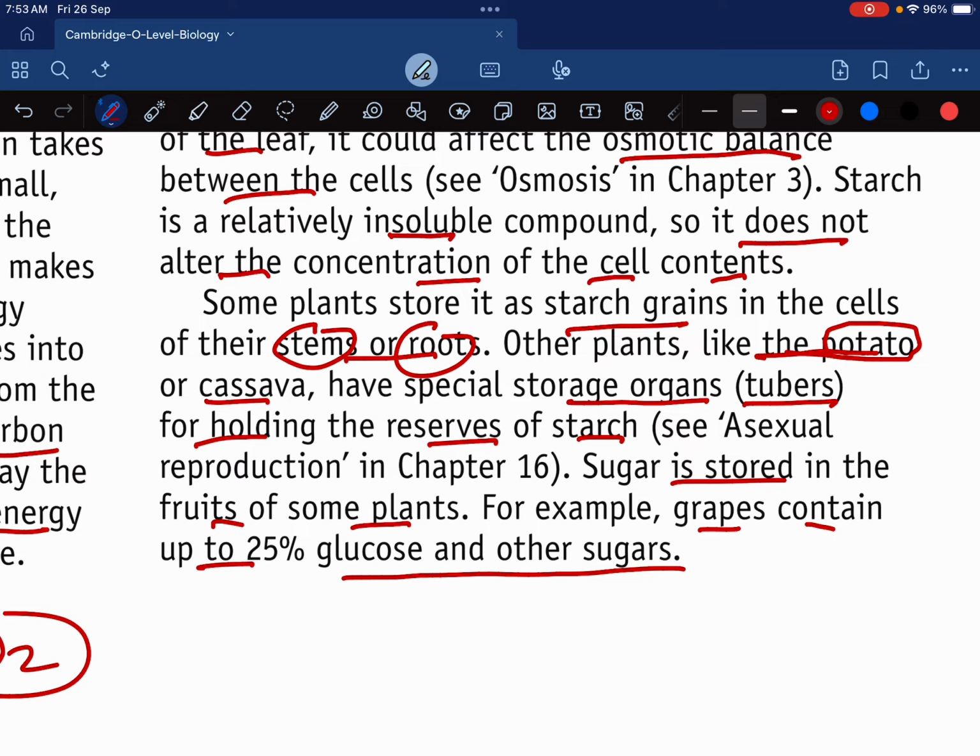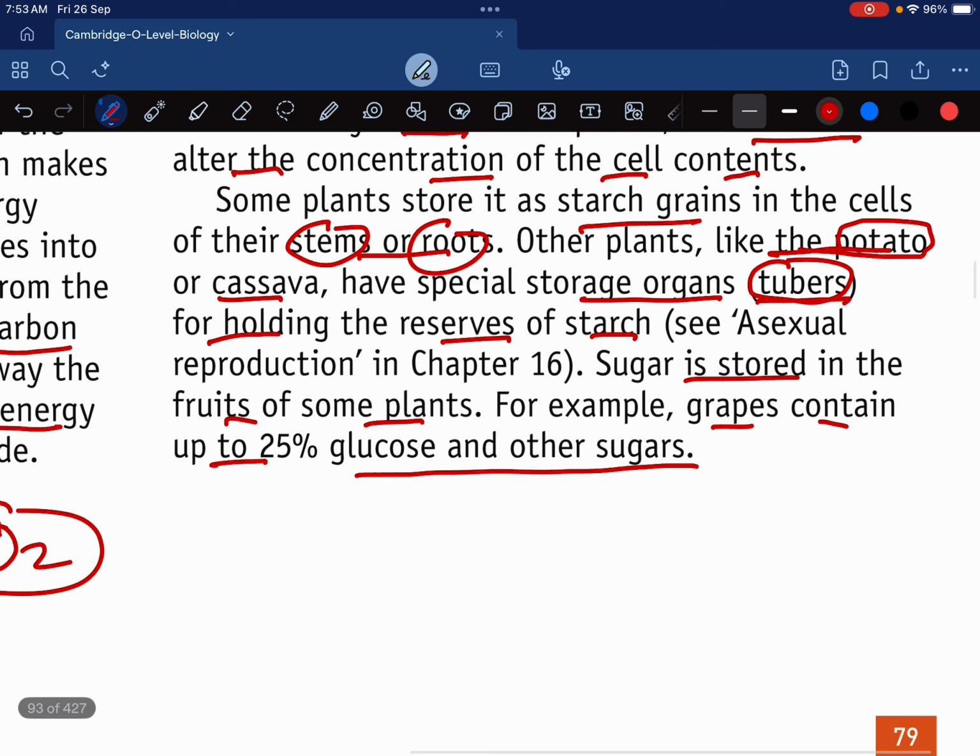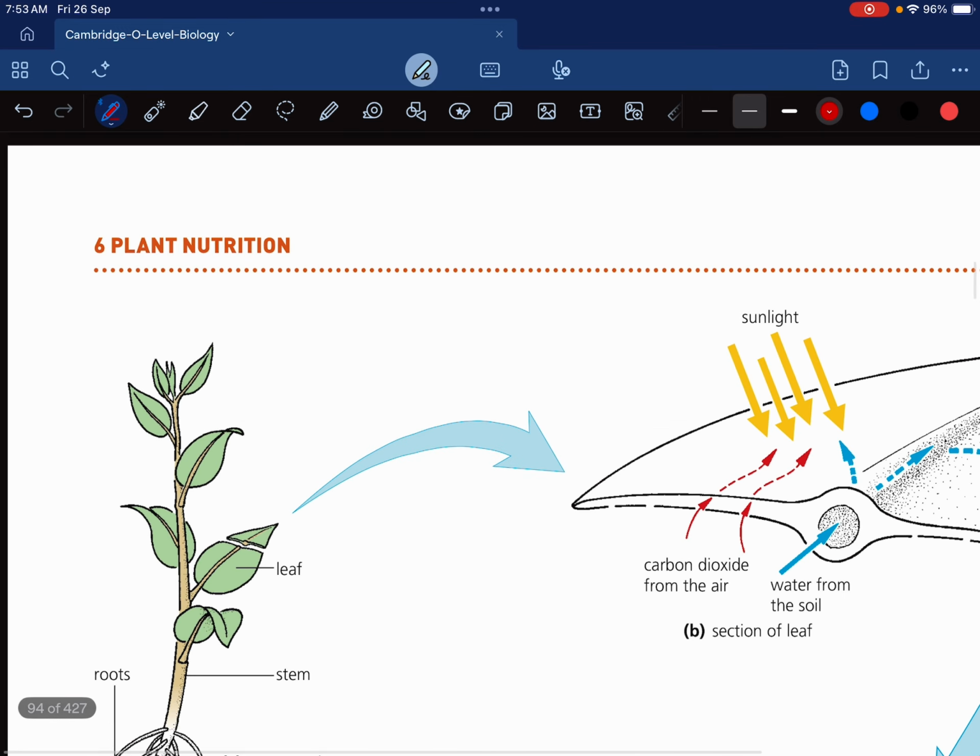तो वो अपने खुद के स्टोरेज ऑर्गन्स होते हैं नीचे पोटैटो में, like tubers. Potato itself is like a place where starch is stored, that it's a storage reserve, but it's completely different from how usually normal plants store their glucose in the form of starch. All right. Okay, moving on.